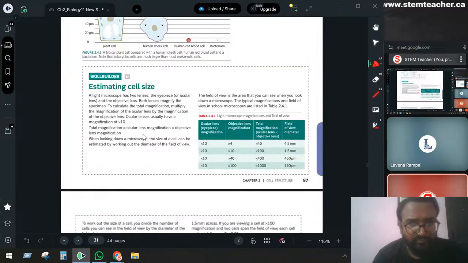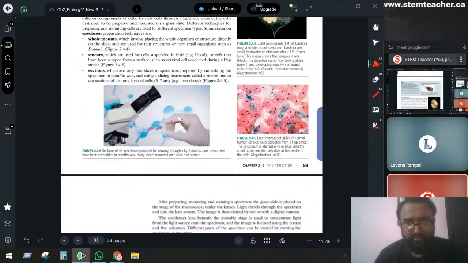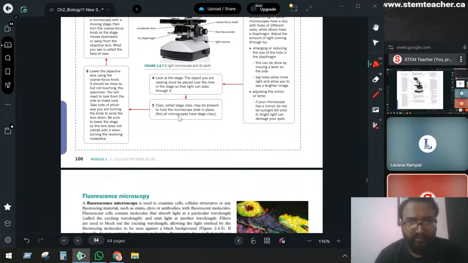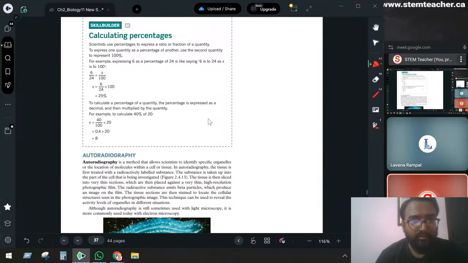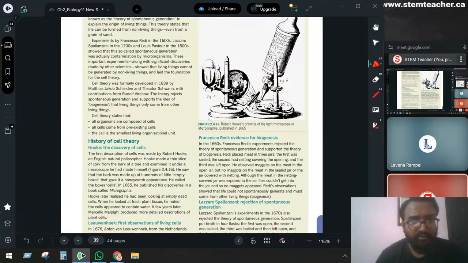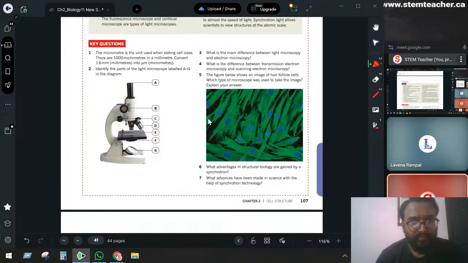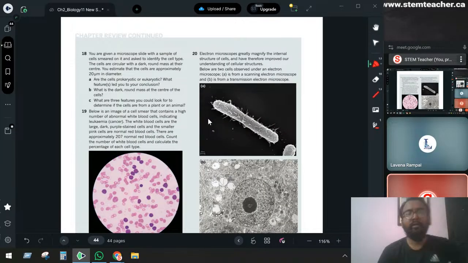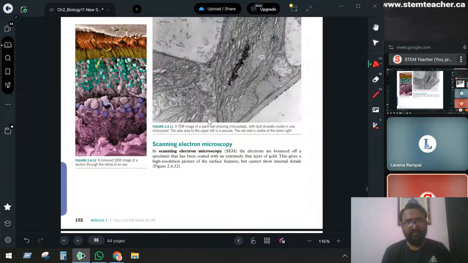investigating cells. There will be the microscope. There are types of microscopes. The electron microscope goes deeper and deeper. Calculate the percentages and all. Cell theory. Review. Again, he is going to revision and all. We'll continue this portion in the next class and I think we'll complete it in the next class. I'll stop here.